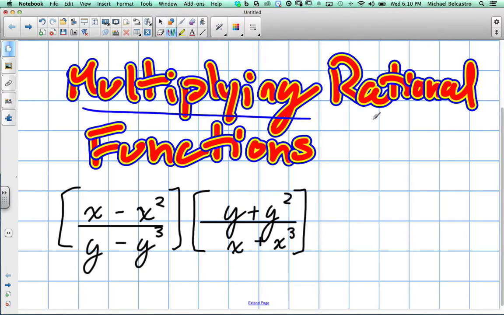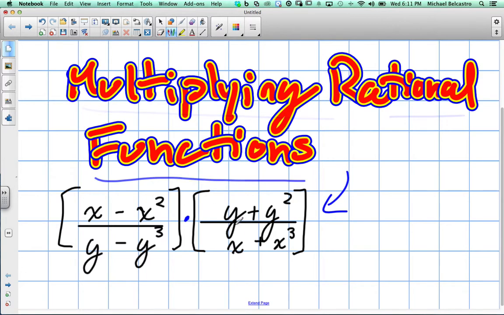Okay, so we're going to look at multiplying rational functions. So we have two rational functions here, and essentially they're multiplied by each other, as the brackets represent. There's a couple ways we can do this. Usually we want to try to make it as simplified as possible.